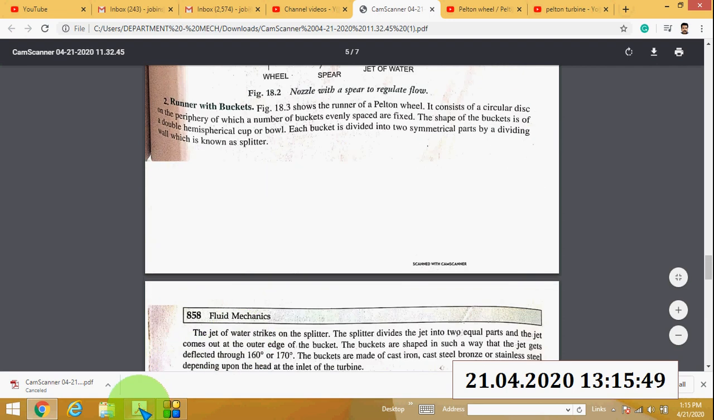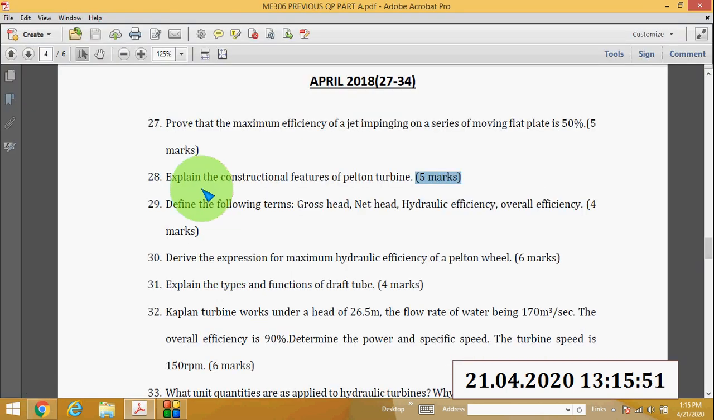I hope this is clear, the constructional features of the turbine.